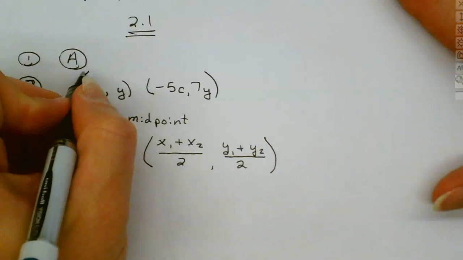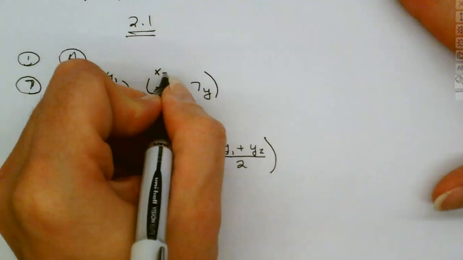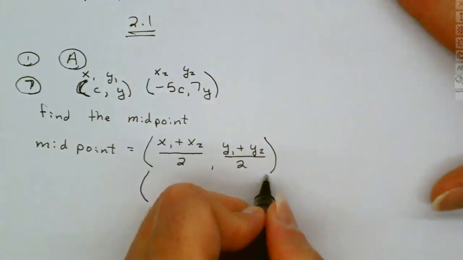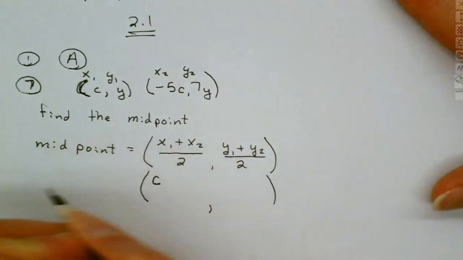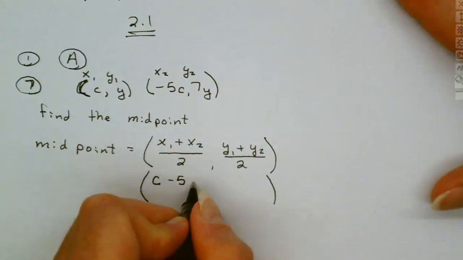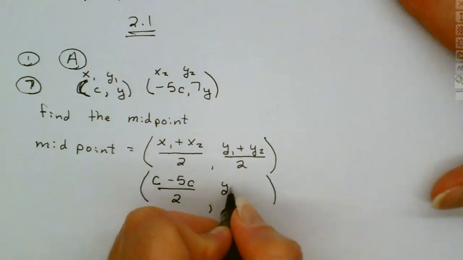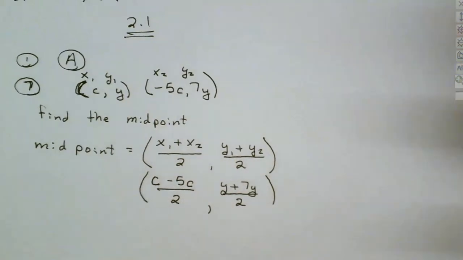We label our ordered pairs x1 and y1, x2 and y2. And now we're going to fill them in. So take your time. Now we're going to add these together. So that's going to be a c minus 5c over 2 and a y plus 7y over 2. All we need to do is just combine like terms, and that's it.